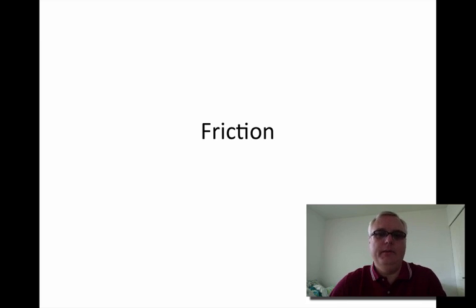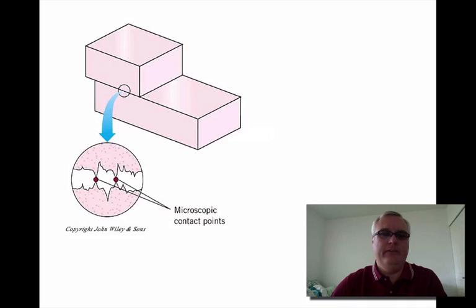Okay, let's talk a little bit more about friction. Friction exists whenever we have two surfaces in contact with each other. And no matter how smooth we make those surfaces, if you look at it microscopically, like in this diagram, you're always going to see that there's rough edges. And those edges will catch with each other, and that's what causes the friction. So they never slide smoothly across each other.